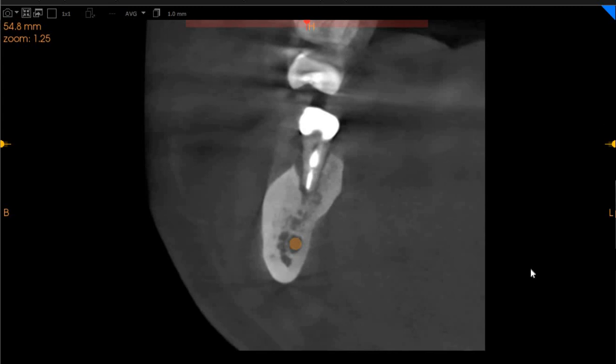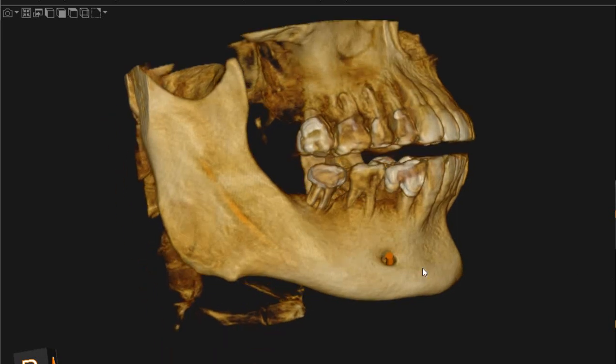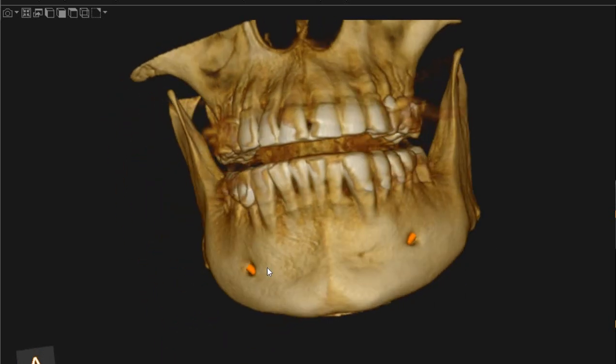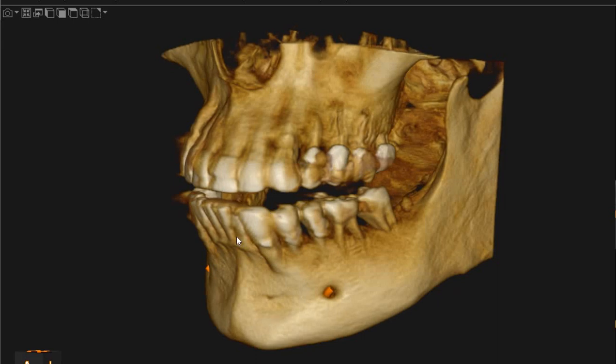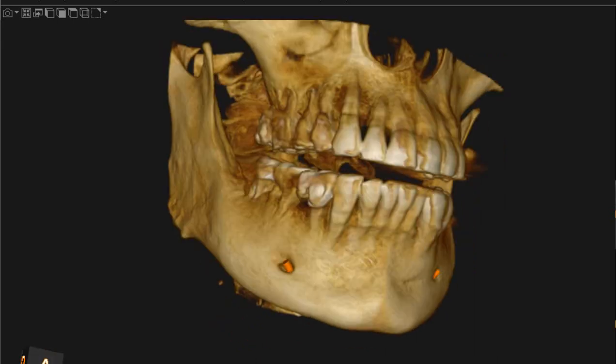Here is the CBCT of the patient that you had requested. The area of interest has not been mentioned, so we're going to take you through most of the root canal treated teeth in this CBCT.